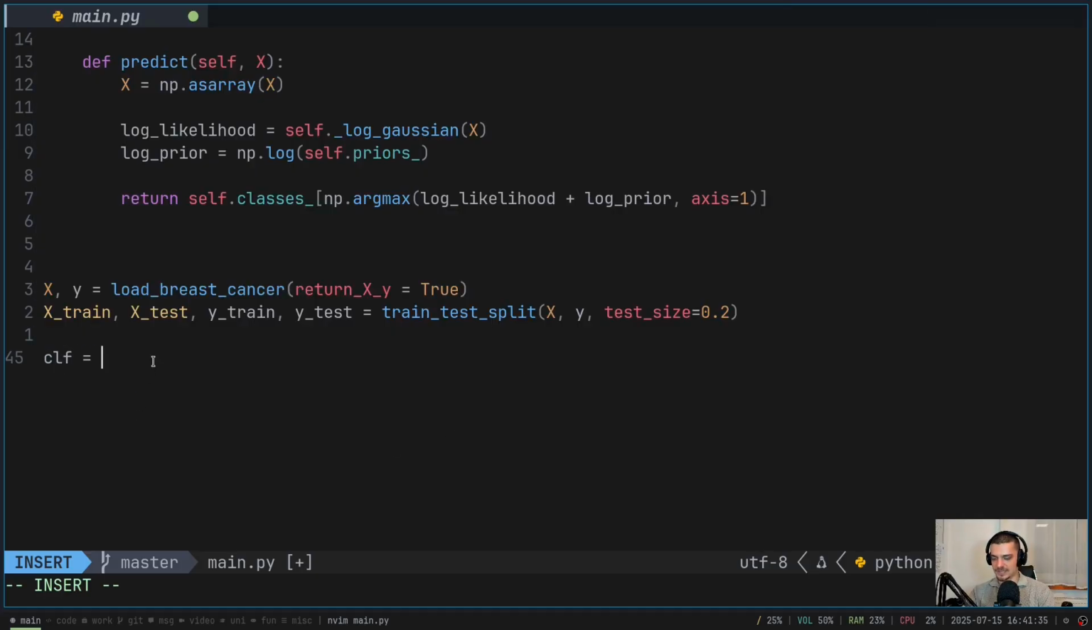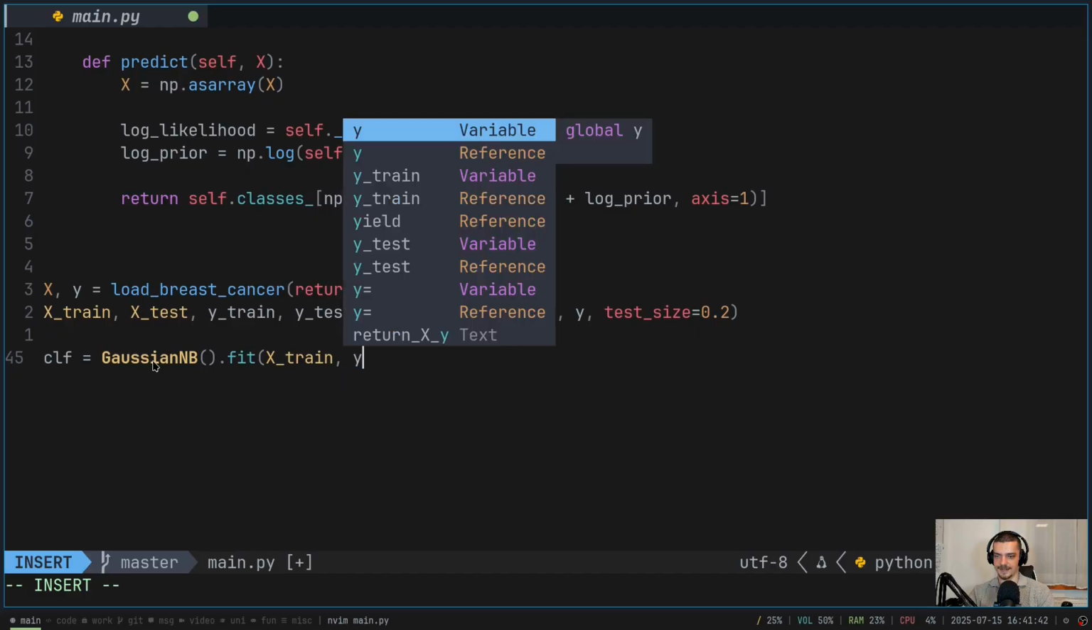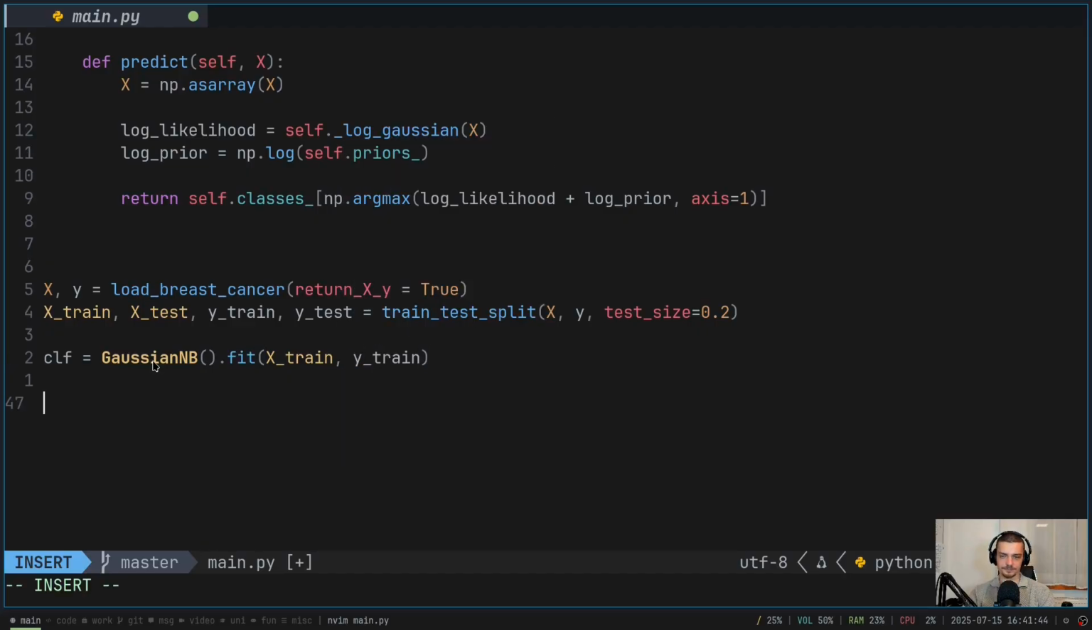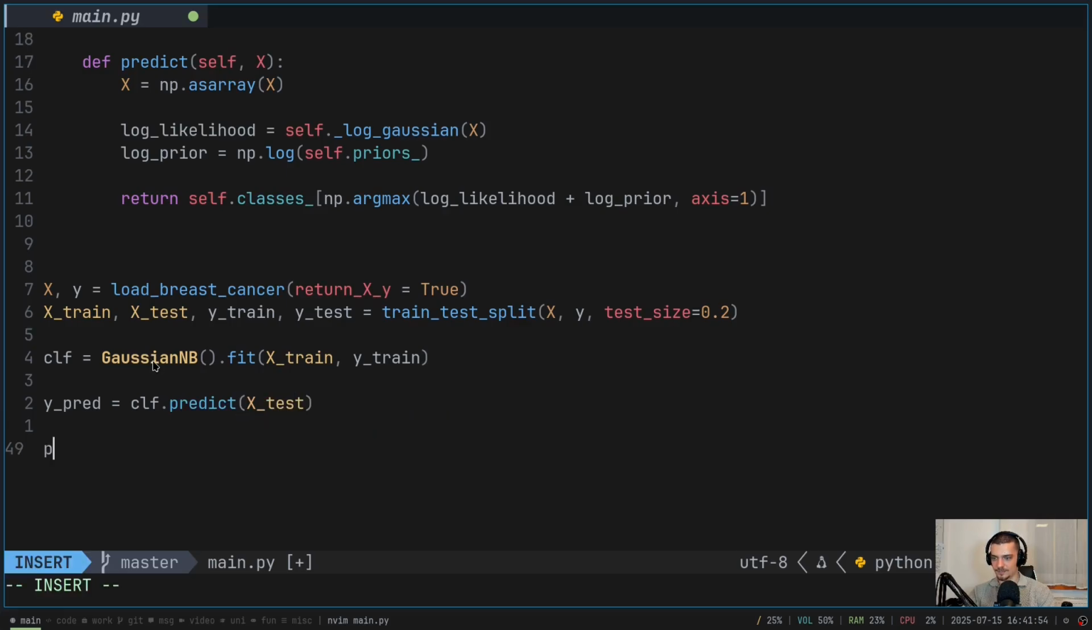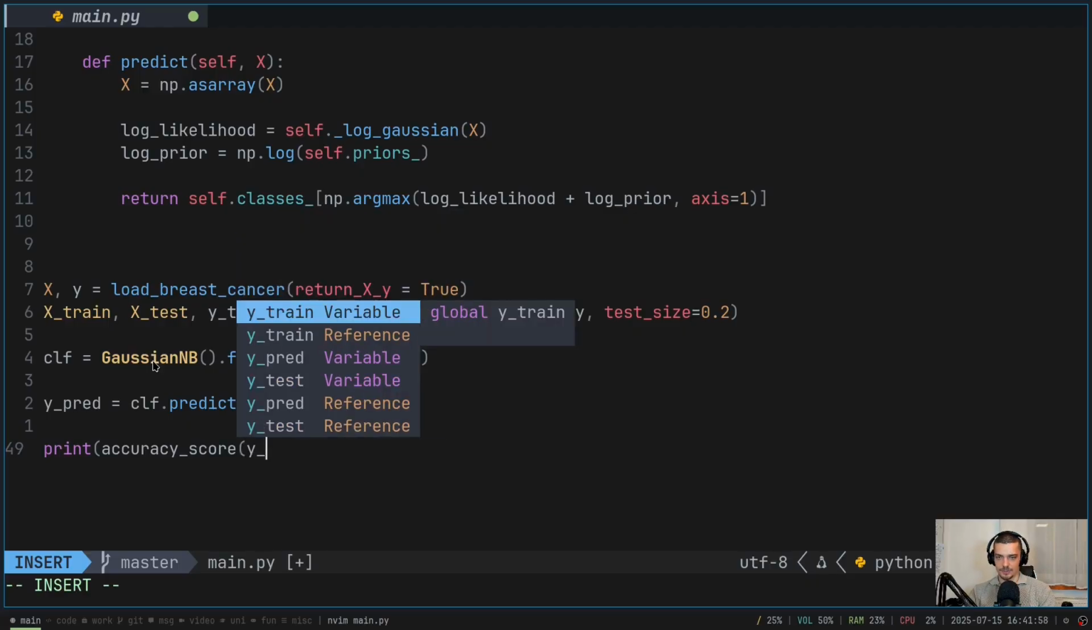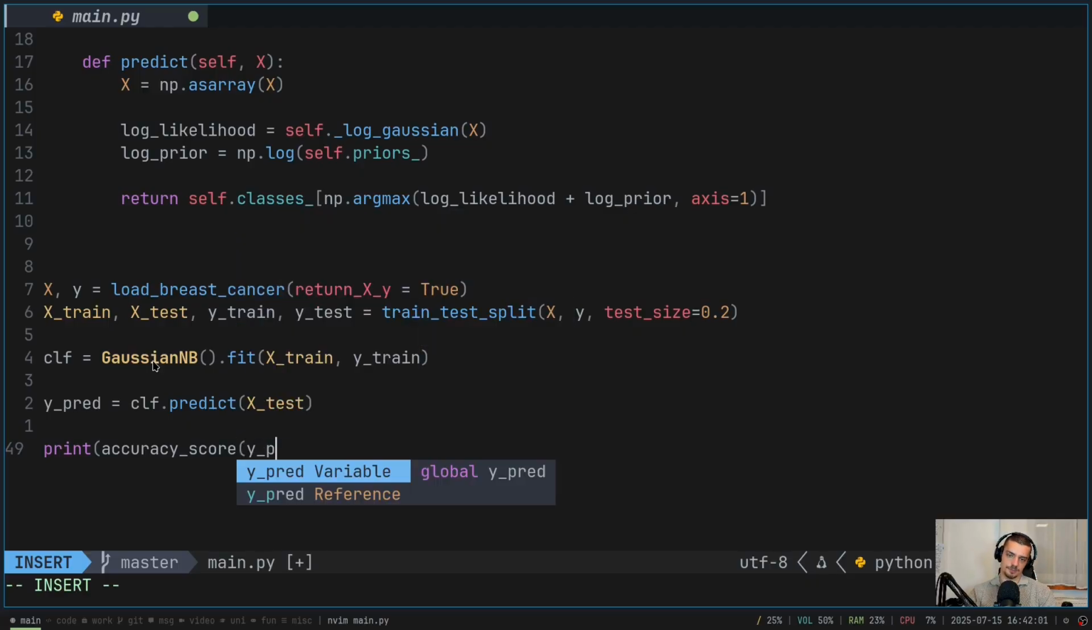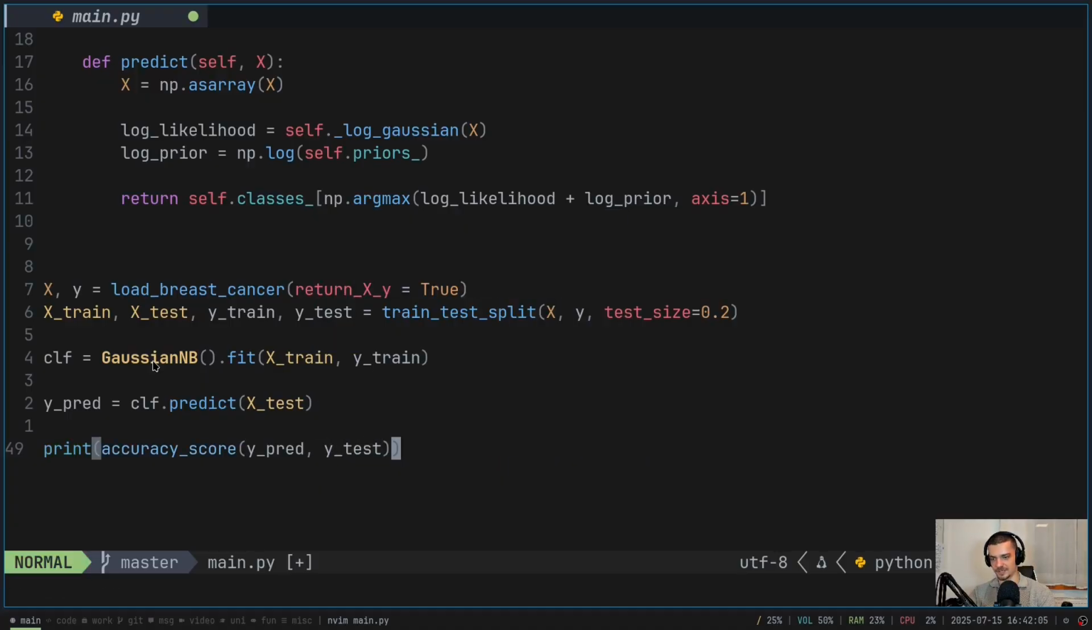And then we're going to say the classifier is equal to GaussianNaiveBayes, and we're going to fit that directly on X_train and y_train. Then we make some predictions on the test data. The y predictions are the classifier's predict on X_test. And then we compute the accuracy score, which one was the first one? I'm not sure. Was it first prediction, then test, or test and then prediction? Let's just do it like this. I'm not sure if this is the correct order, but it should not matter too much.